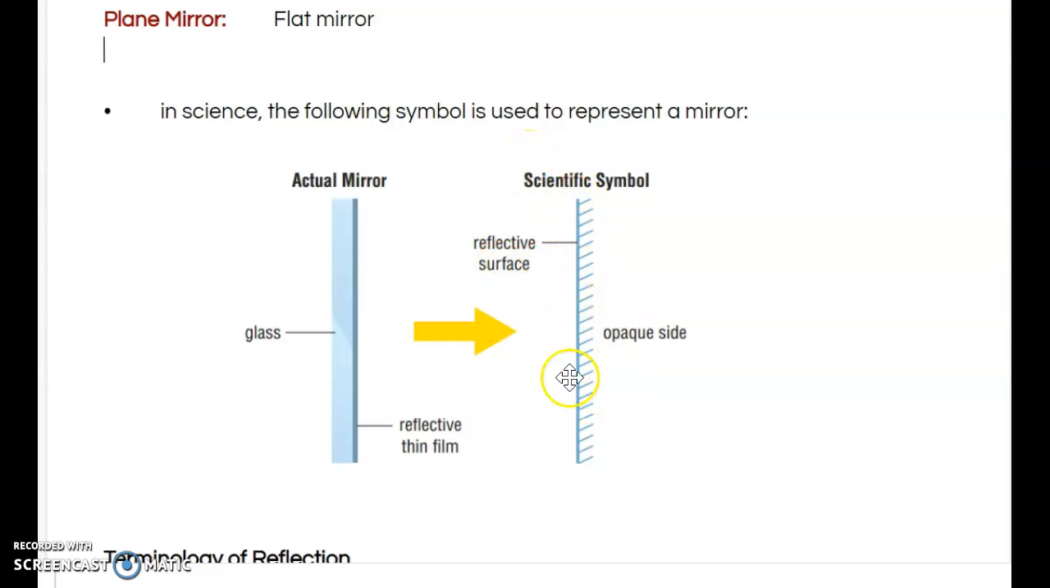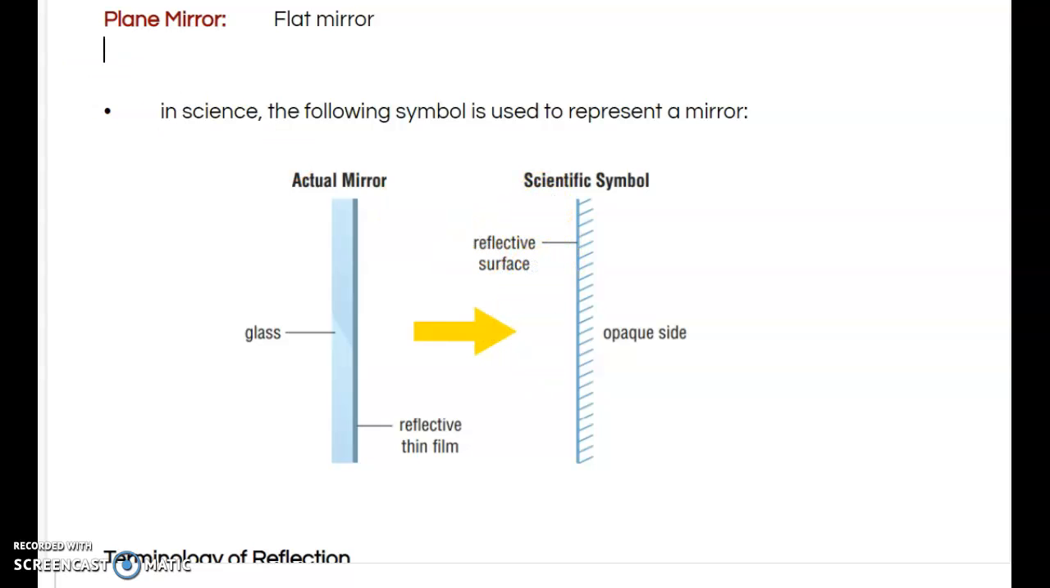Okay, you have a flat surface right here, which is your reflective surface, and then you have to identify your opaque surface, so the surface that does not reflect. Okay, and that's the back of the mirror. That would be the non-reflective surface with these little hatch marks that you have here. So just remember that when you see a flat surface like this with these hatch marks after it, you can definitely understand that this mirror is reflective on the left side of this image.